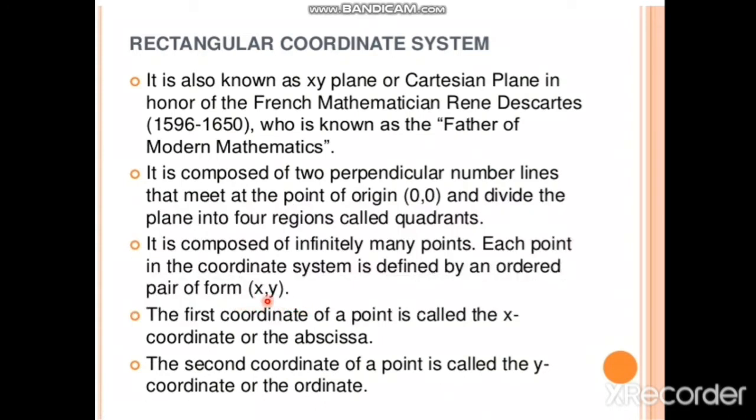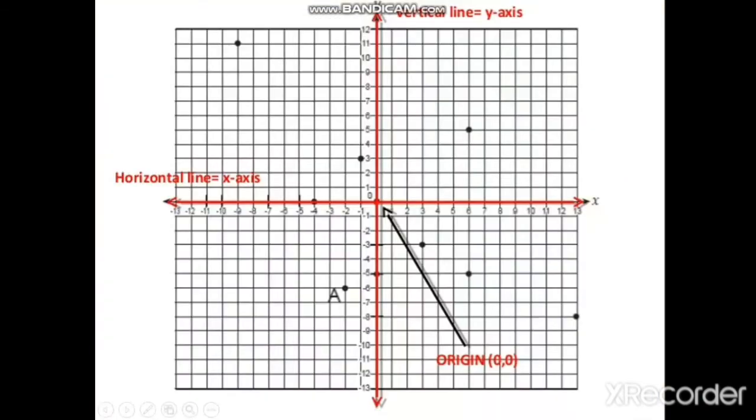So in this ordered pair, x is called the x coordinate or abscissa and the y is called the y coordinate or the ordinate. Here is a picture of René Descartes. See, this is y-axis and this is x-axis. The vertical one is y-axis and the horizontal one is x-axis.